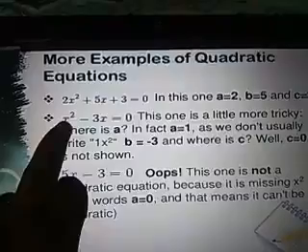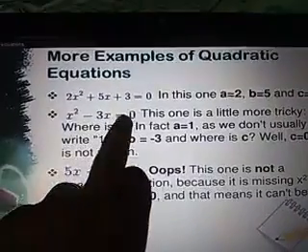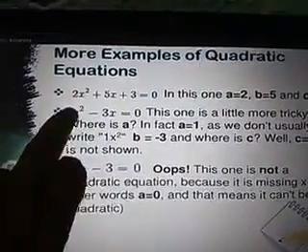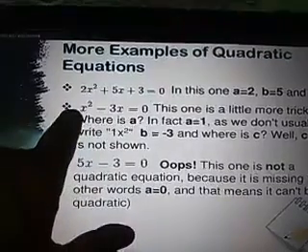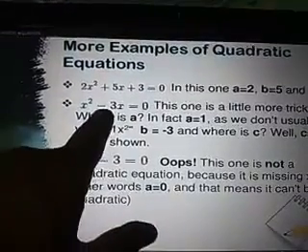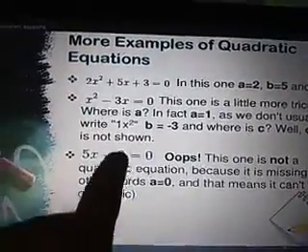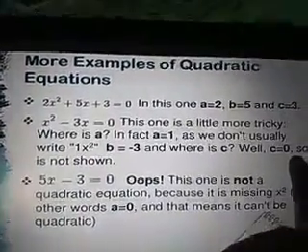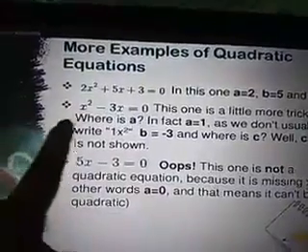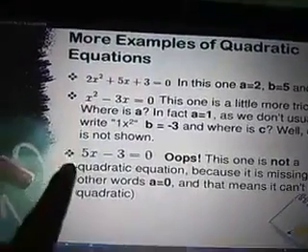Now the second one, x square minus 3x is equal to 0. Highest power is 2. Here the value of a is 1, the value of b is minus 3, and c is not present over here, so it is going to be equal to 0, right? But this is a quadratic equation because the highest power is 2.